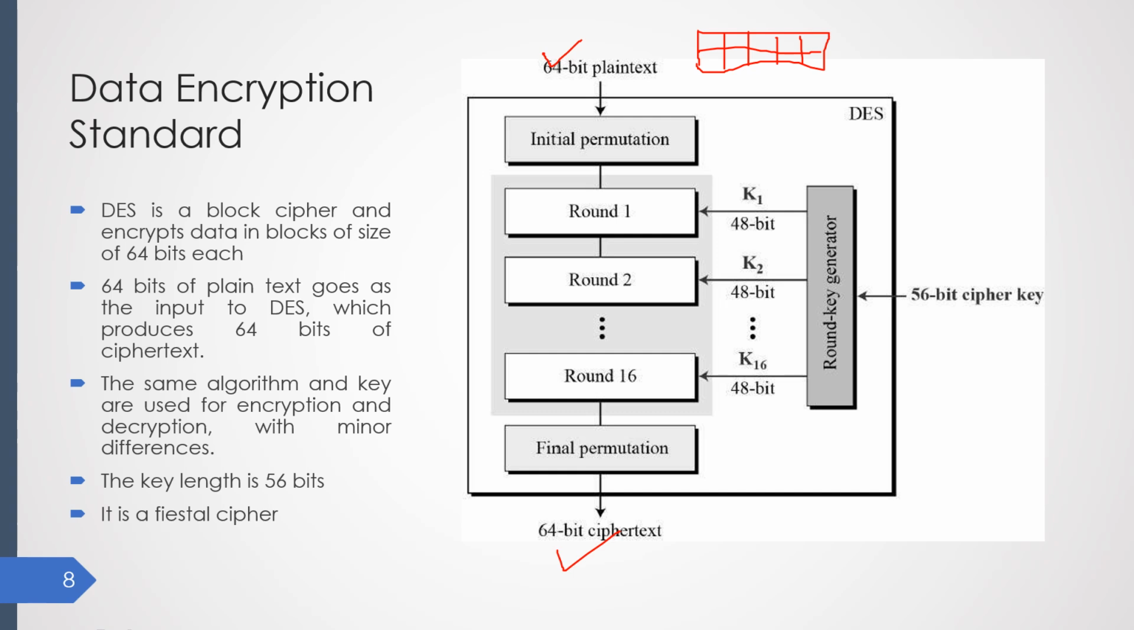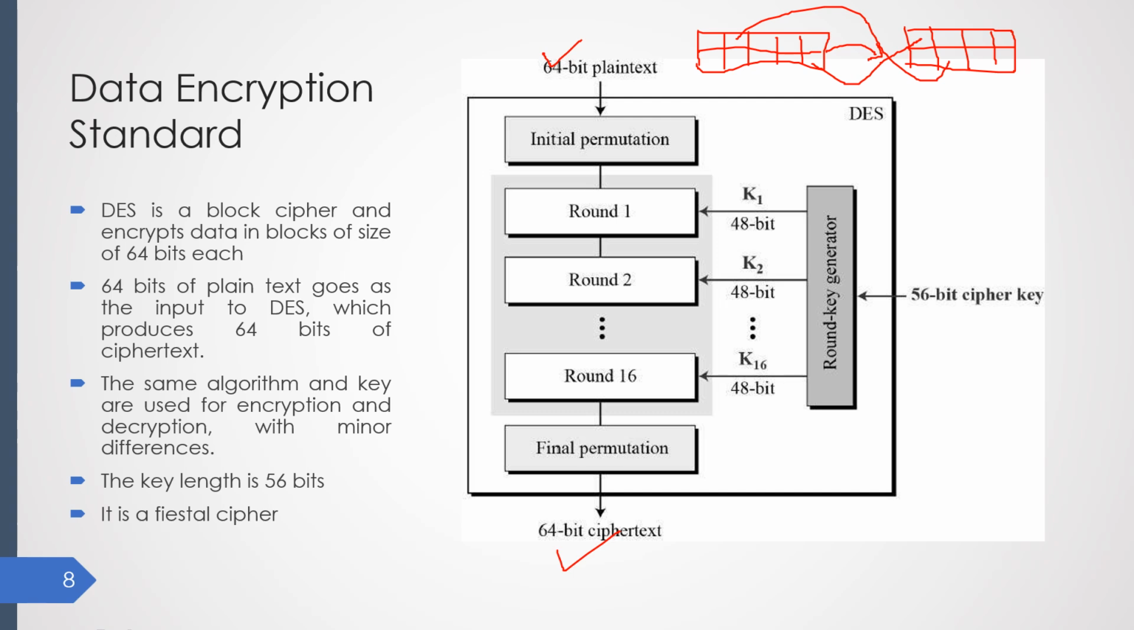The same algorithm and key are used for encryption and decryption, with minor differences. Whenever we take some input, we need to add a key. Here, the first part is the initial permutation. Permutation means this block of 64 bits changes into 64 bits, the same bits, but only their positions change. This bit may move to here, that bit may move to there. This change of position is known as the initial permutation.